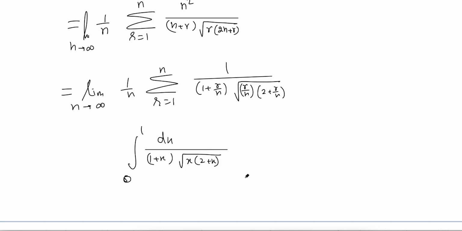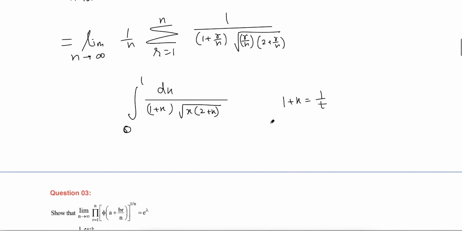Further you can solve it. How will you solve it? Some people are looking, sir, how will I solve? This is dx by linear into quadratic. So put 1 plus x equal to 1 by t. If you put 1 plus x equal to 1 by t, what will happen? This dx will become minus 1 by t square dt. Put it there. When x is 0, t will be 1.